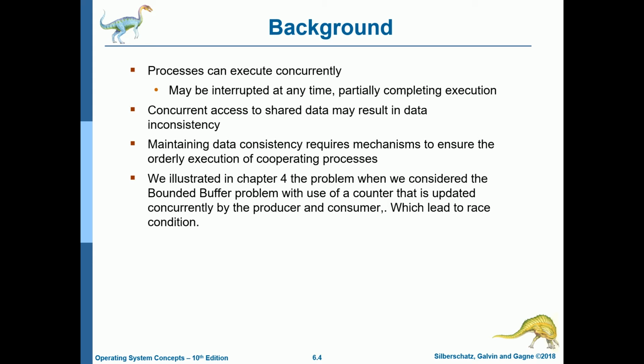Now we establish that a cooperating process is one that can affect or be affected by other processes executing in the system. A cooperating process can either directly share logical address space or be allowed to share data only through shared memory or message passing. Concurrent access to shared data may result in data inconsistency. In order to maintain data consistency, we need mechanisms that make sure that the orderly execution of these processes will not affect it.